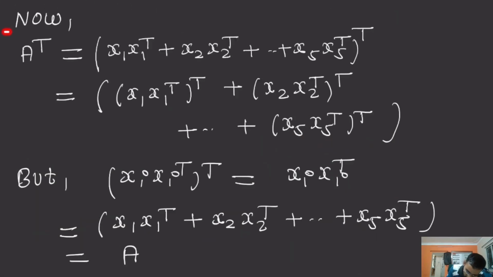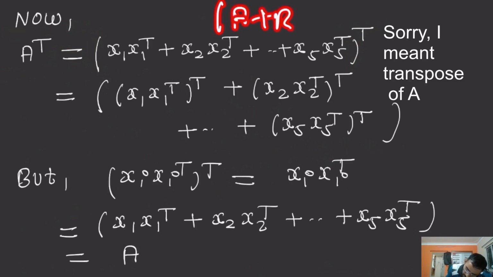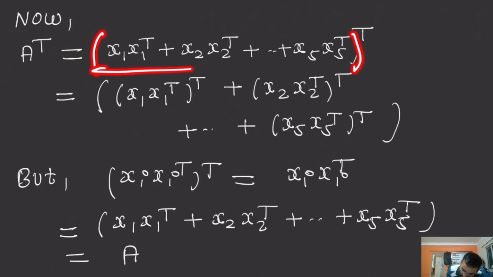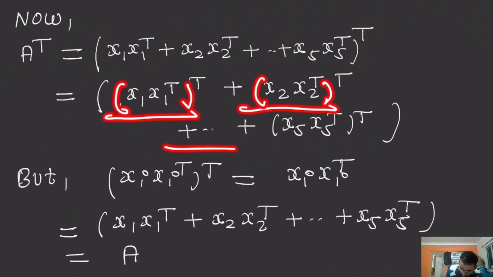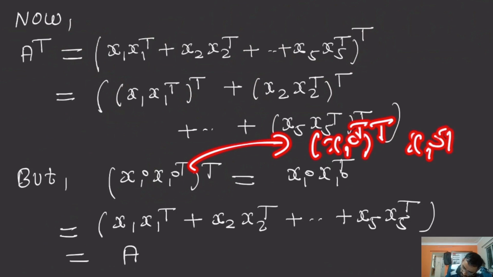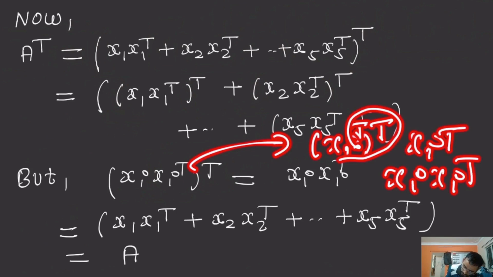So let's move on to A transpose. A transpose is the transpose of this sum, and we know that the transpose of A plus B is A transpose plus B transpose. Applying this, what we get is the first term transpose plus the second term transpose plus the fifth term transpose. That is x1 x1 transpose, whole transpose, x2 x2 transpose, whole transpose, plus x5 x5 transpose, whole transpose. We know that the transpose of A into B is B transpose A transpose. Then xi xi transpose, whole transpose, is equal to xi transpose transpose into xi transpose.